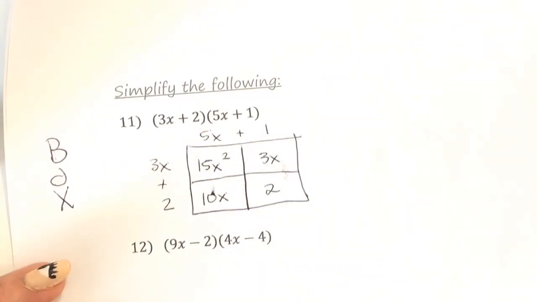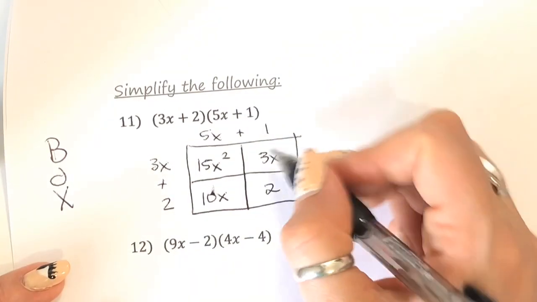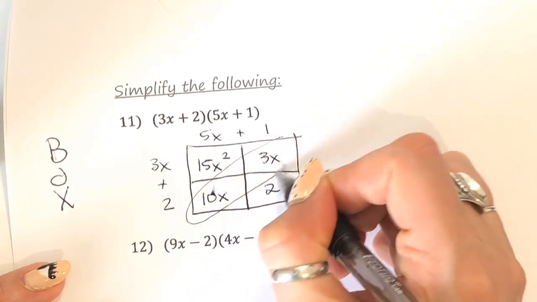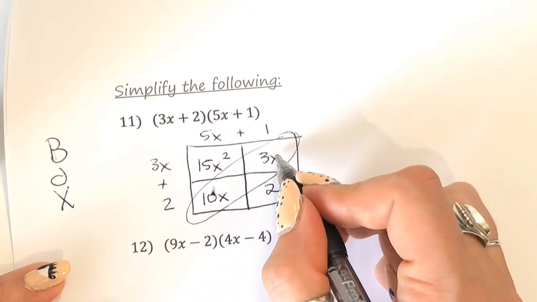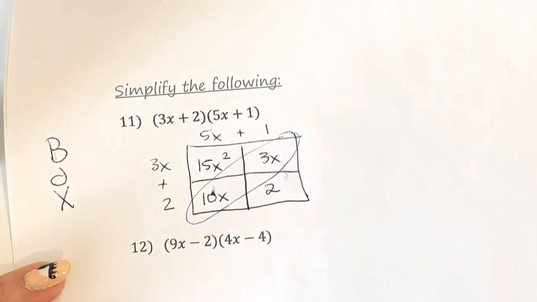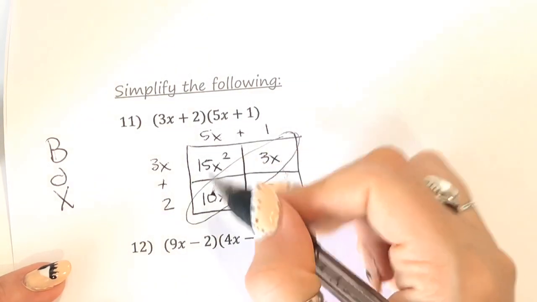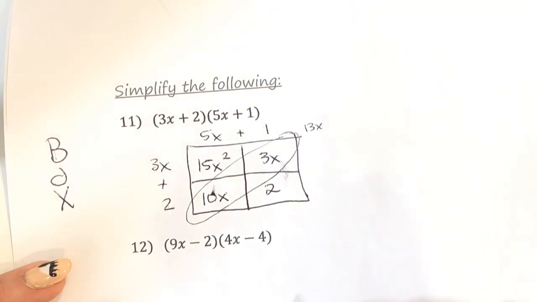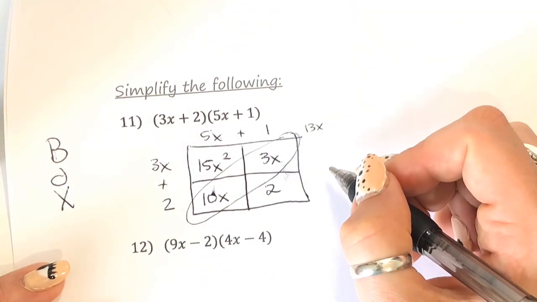And then we still want to combine any like terms. You'll notice a lot of times in the box method, your like terms are going to be on this diagonal. I have a 10x and a 3x. So I can combine those x's together. If I have 10 of them and 3 of them, now I have 13 of them.